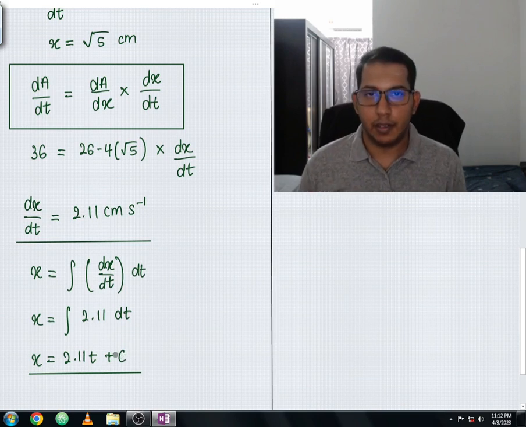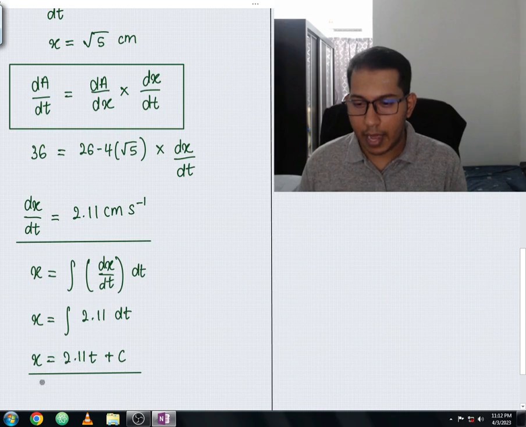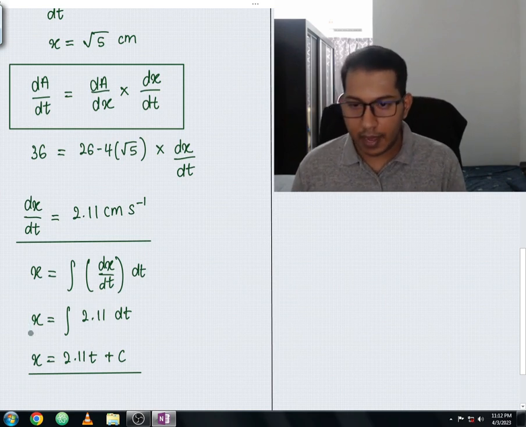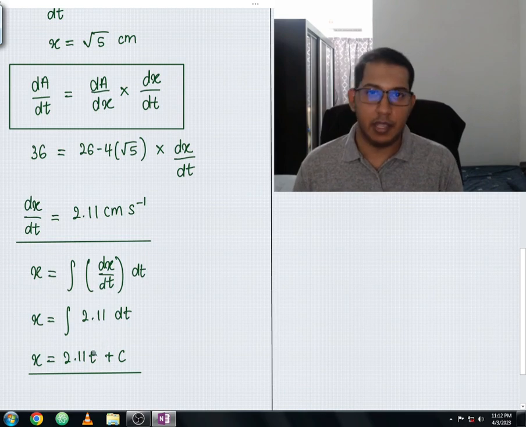So how are you going to find the value for the constant? In order to find the constant value, you need two pieces of information, which in this case are one value of x and one value of t. For the value x, we already have root 5, so we can substitute over here. But how about the value t?